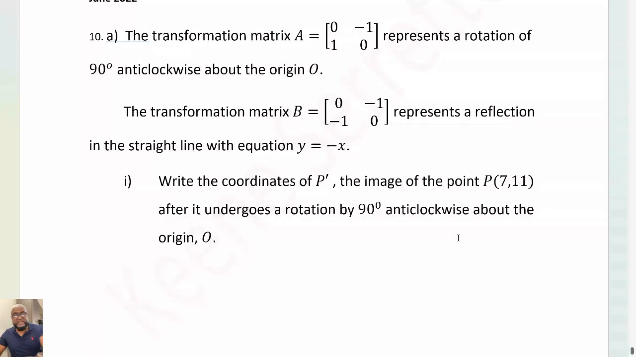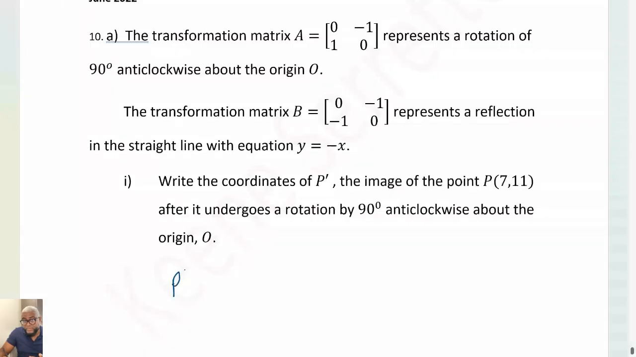Right. So which one is it? A or B? A, right? A is a rotation of 90 degrees about the origin O. So we're going to apply that matrix to the coordinate. But how must we write the coordinate first? We must write it in vector form, right? Right, so we want to find P prime.